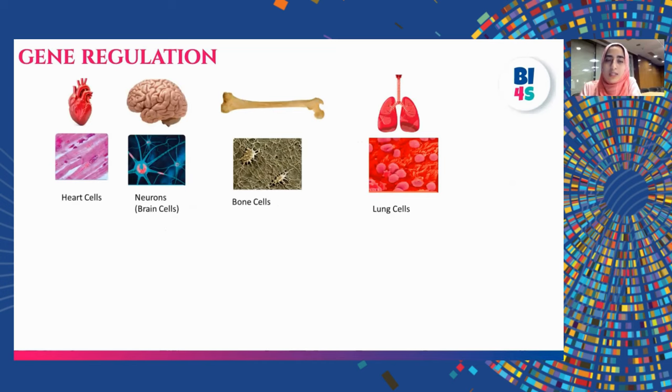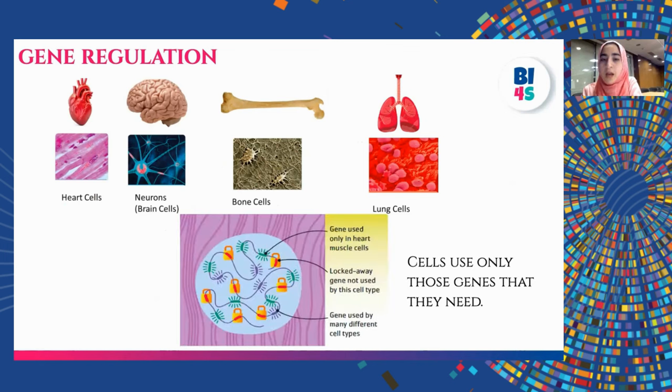Now, since all the cells have the same DNA, my skin cells will have the same DNA as my heart cells. So how do heart cells differ from skin cells? What makes them different? Why are heart cells different from neurons, even if the instructions are the same in all? Well, the answer lies in how gene functions are regulated. Within our cell, not all the DNA is coded at a time. Cells use only those genes that they need.